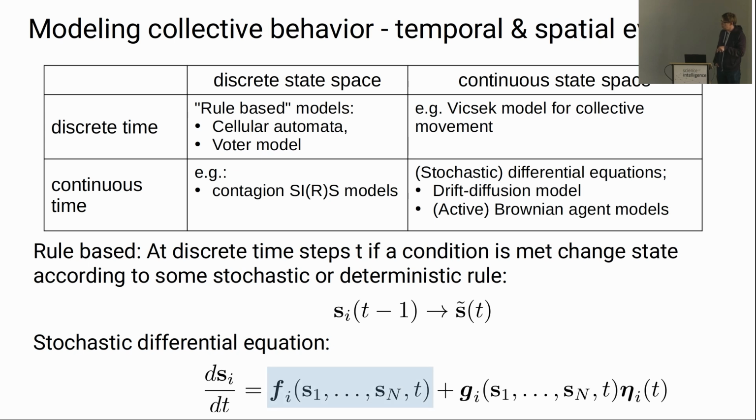One is the deterministic part. So really, that will be the ordinary differential equation part. But then usually there's a second part which contains a noise term or random term, which accounts for the apparent randomness in behavior of individuals. And this can have various origins.